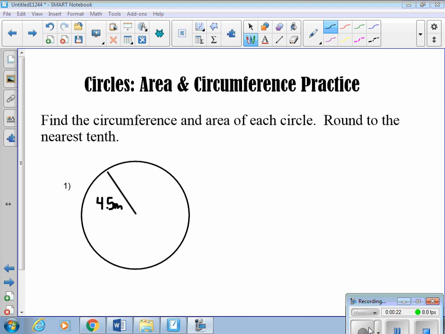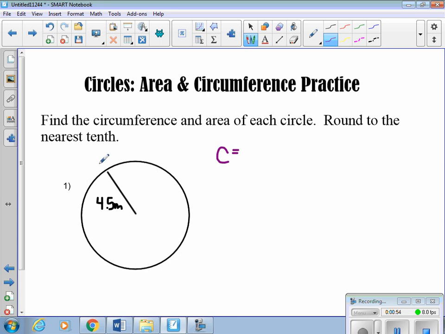I go 1, 2, and then I skip number 3 and go to number 4 so that you can see one with diameter. The directions say find the circumference and the area of each circle. You're rounding to the nearest tenth. First, you need to know what the formula is for finding the area or the circumference. We're going to find the circumference first. And if you look on your formula sheet, it says 2 different things. It says circumference, or C, equals 2 pi r, or C equals pi d.